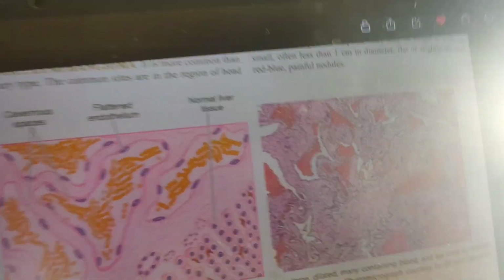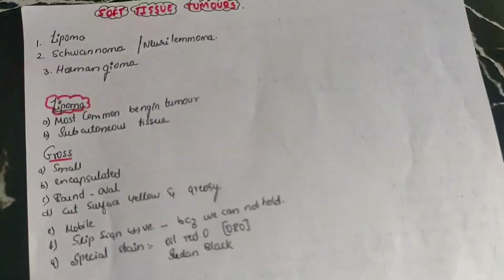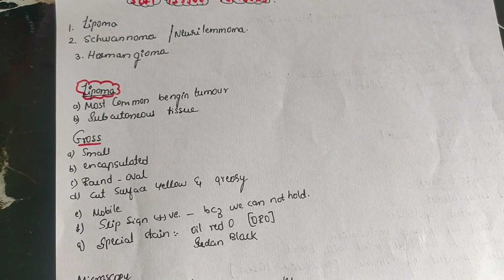This is all about soft tissue tumors. We discussed three soft tissue tumors: lipoma, schwannoma and hemangioma. Hemangioma again has two types: capillary hemangioma and cavernous hemangioma.